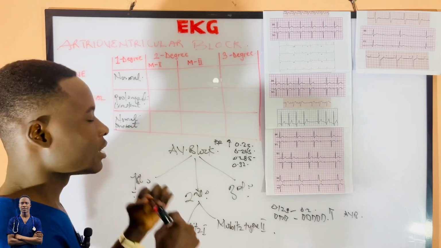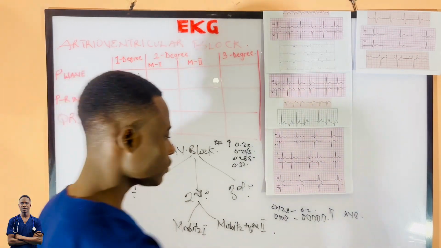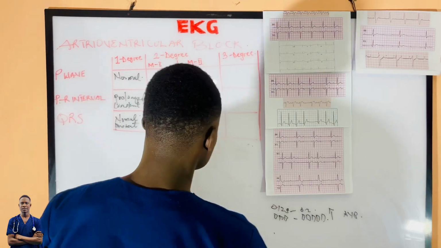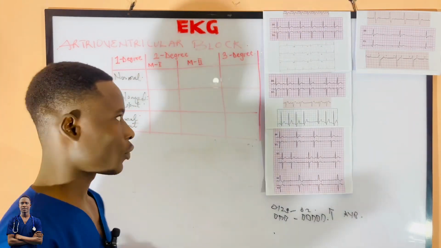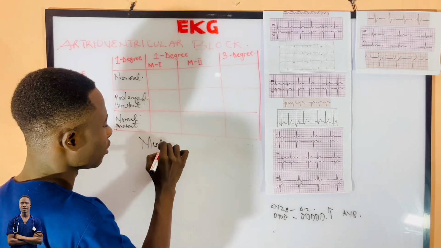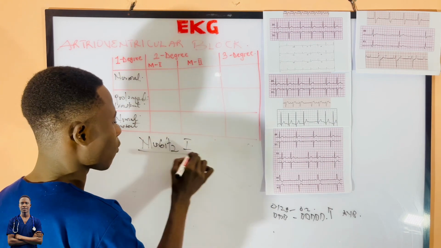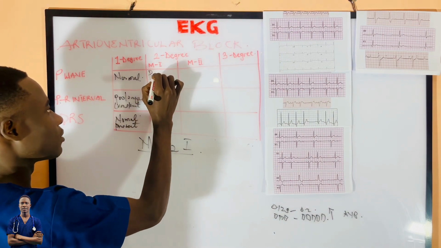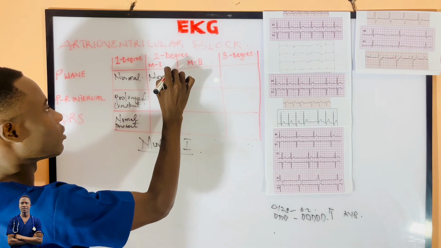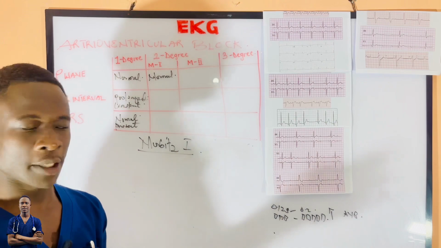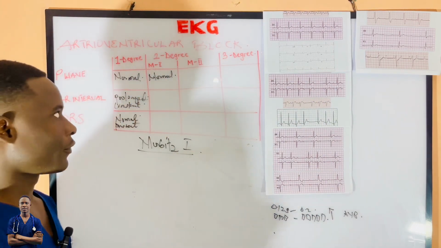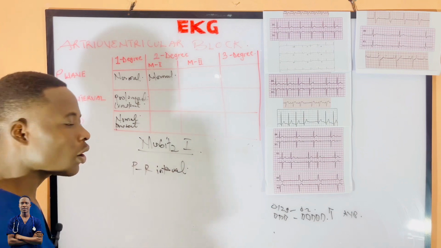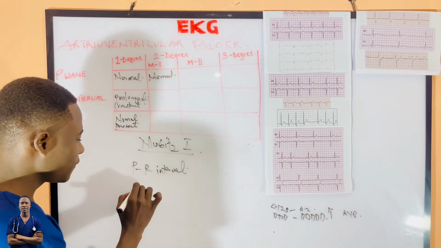Yeah. Now let's look at type 2, which is the second degree block. For the second degree block, we have the Mobitz type 1. Now, for the Mobitz type 1, we are going to get a normal P wave, so your P wave is going to be normal. Now, after getting a normal P wave, you are going to get a PR interval which is going to be progressively increasing.